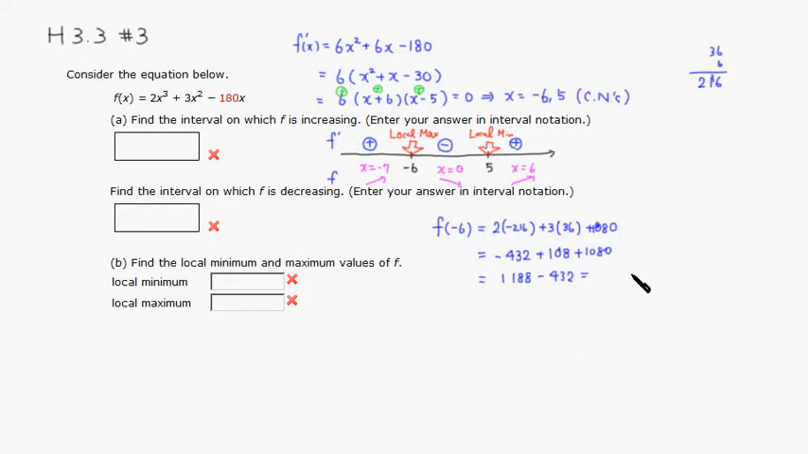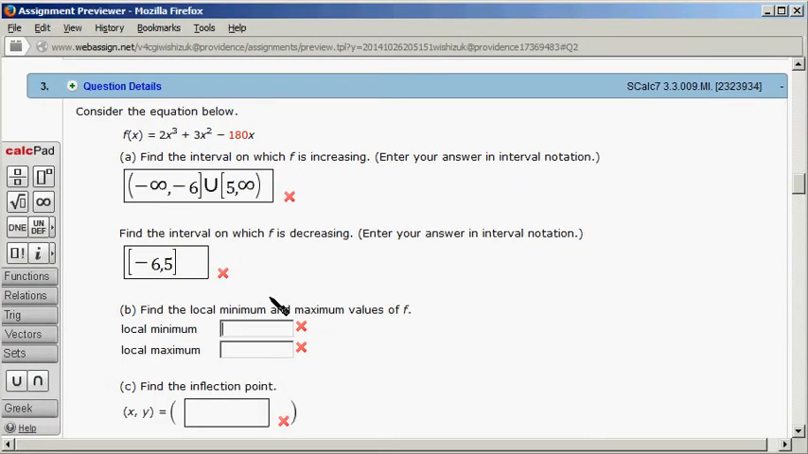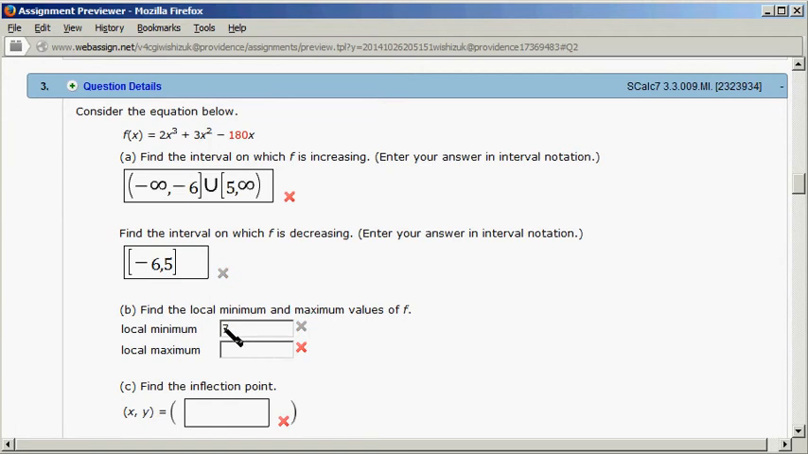So 8 minus 2 is 6, 8 minus 3 is 5, then 11 minus 4 would be 7. So the local max is 756.